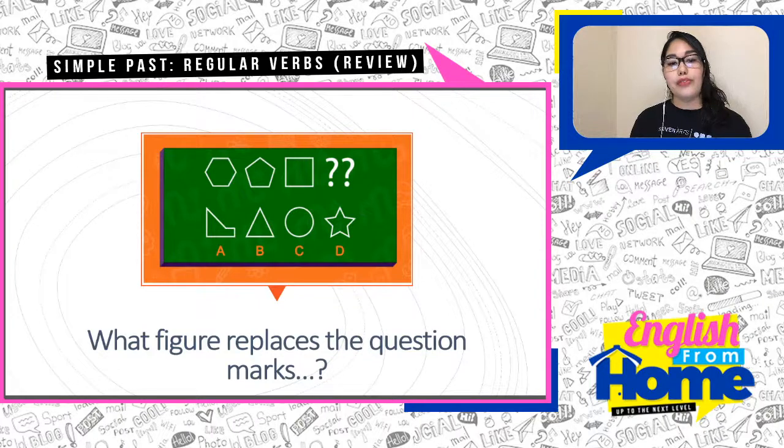So again, what figure replaces the question marks? A, B, C, or D? A has like a weird shape, right? But then for B, we have a triangle. C, it's a circle. And D is a star. So which one is it? Do you already have the answer?